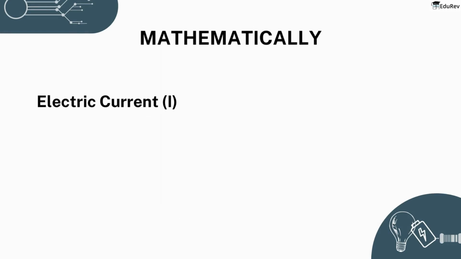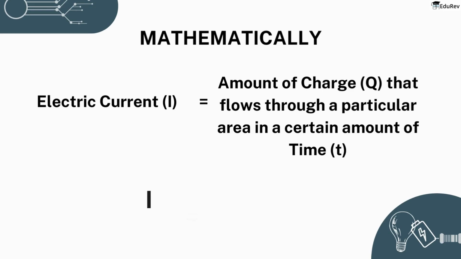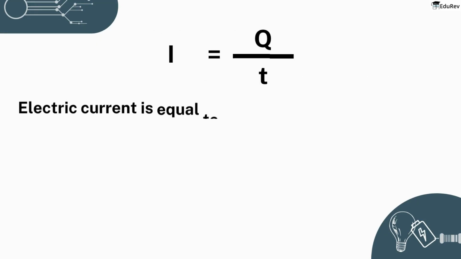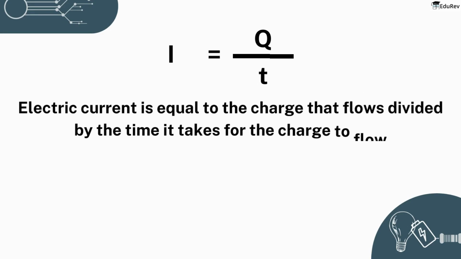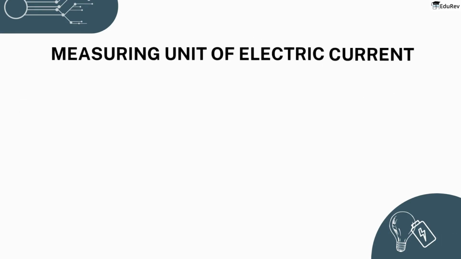Mathematically, electric current, I, can be expressed as the amount of charge, Q, that flows through a particular area in a certain amount of time, T. The formula for electric current is I is equal to Q by T. This means that the electric current is equal to the charge that flows divided by the time it takes for the charge to flow. So, you can also imagine electric current as a rate, how fast the electric charges are moving through the conductor. Now let us study the measuring unit of electric current.